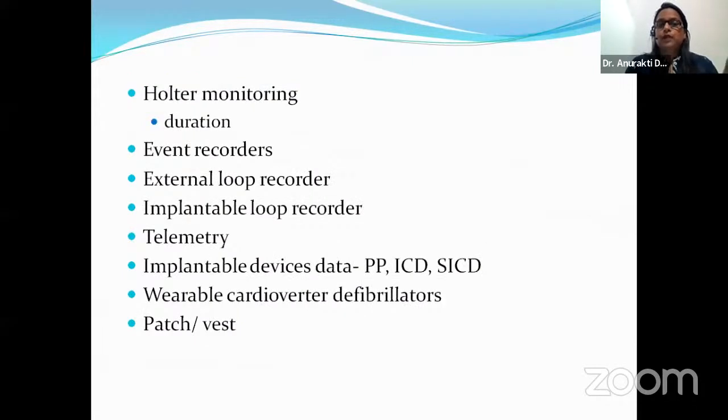So now we know that we have a lot of things. It's just a talk on Holter monitoring, but we have a lot of things which have come up after the initial Holter monitor was drawn. We have event recorders, external loop recorders, implantable loop recorders, telemetry, and implantable devices which can give you data for continuous ECG. There are wearable cardioverter defibrillators also. I've not seen them in India yet, but yes, they are available. There can be patches and vests which can provide you continuous electrocardiographic data as well.